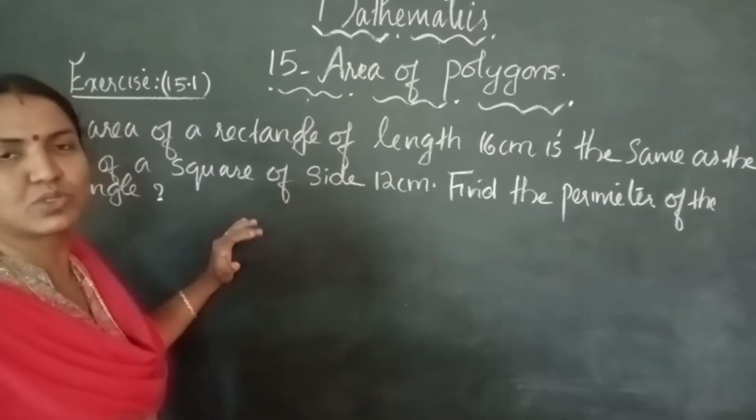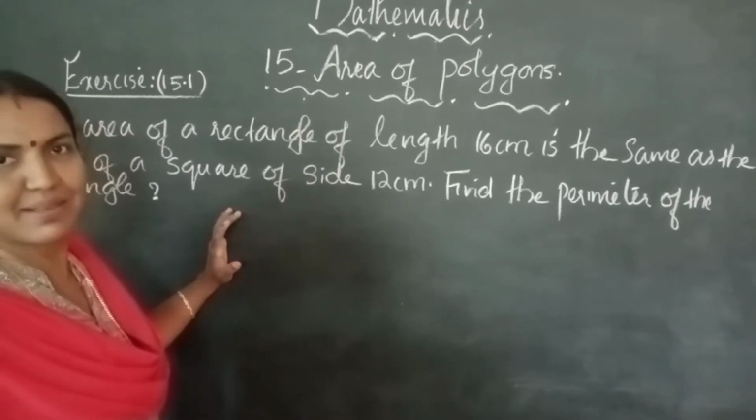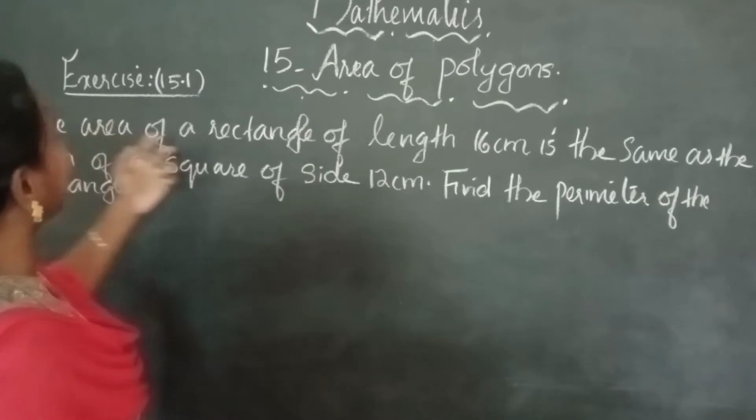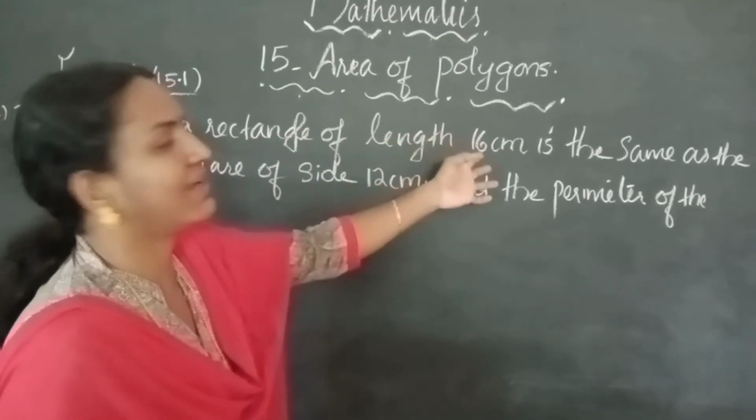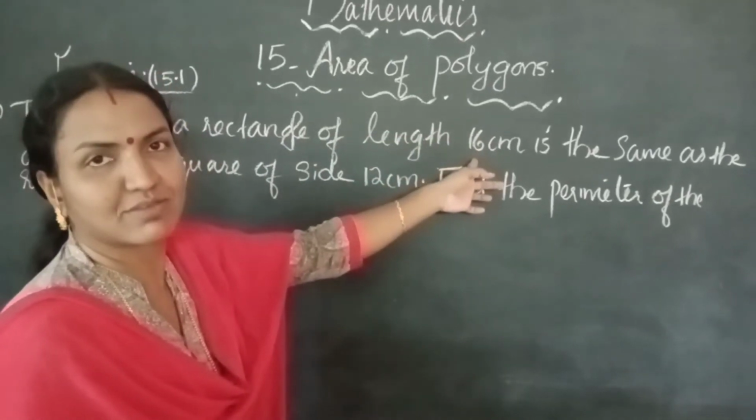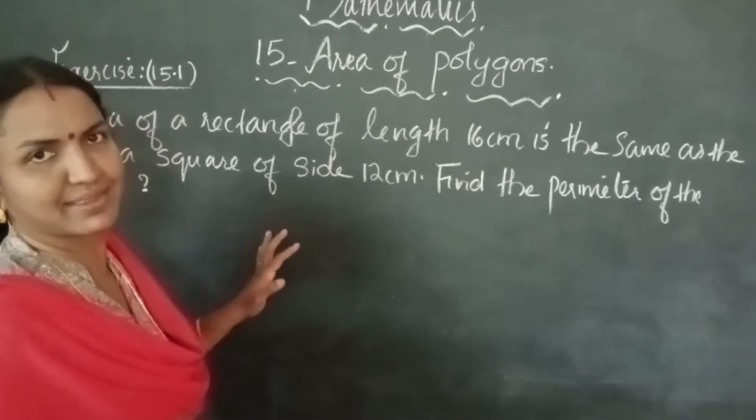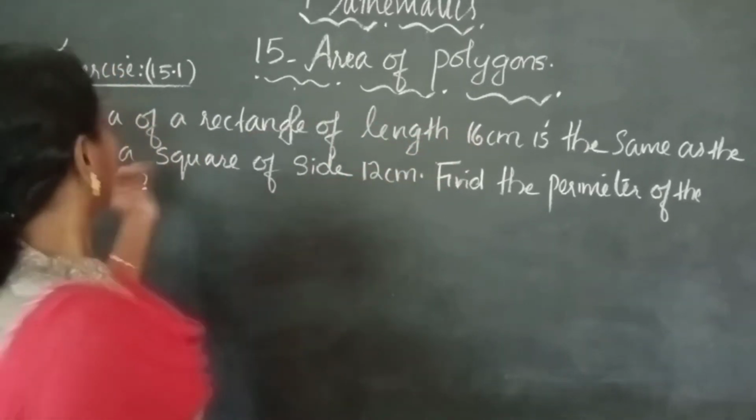The perimeter of a rectangle is 2 into (L plus B). Okay. So what is given? Length is given. Length is equal to 16. So we have to find the breadth by using this one.